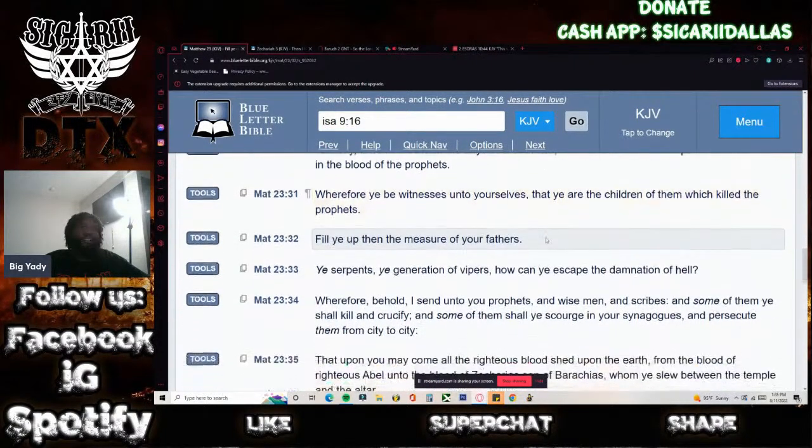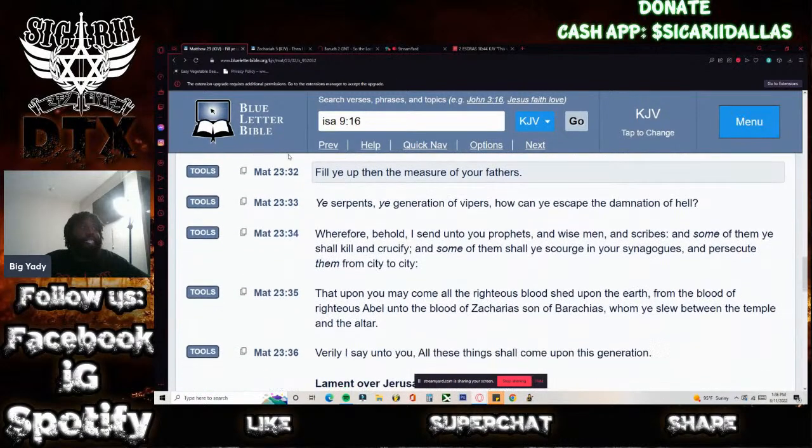It says, verse 31, "Wherefore ye be witnesses unto yourselves that ye are the children of them which killed the prophets." Right? And look at the next part. "Fill ye up then the measure of your fathers." You're filling it up just like how y'all did back in the day. Y'all would have been them same Israelites, because y'all are sinners. "Ye serpents, ye generation of vipers, how can ye escape the damnation of hell?"